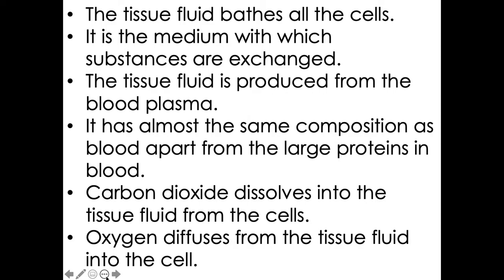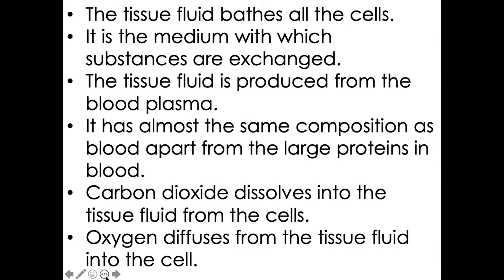So, actually, if we're talking about the cell receiving essential substances, they're actually diffusing from the tissue fluid. It comes from the blood originally, but it goes via the tissue fluid. The tissue fluid is produced from blood plasma. It has almost the same composition of blood, apart from the fact that it doesn't have large proteins in it, which you do have in the blood.